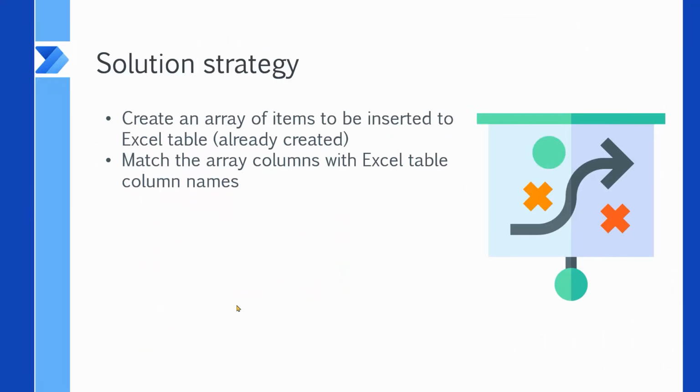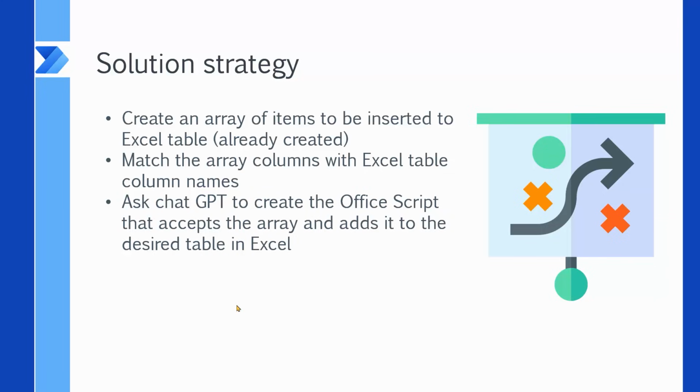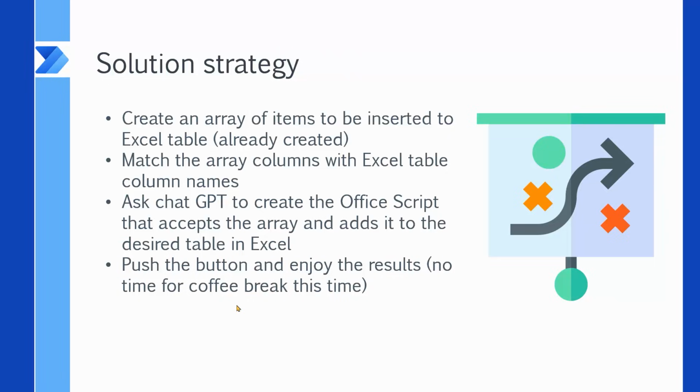Of the solution strategy, which is match the array columns with Excel table column names, which we will do easily inside Power Automate, and I will show you how to do that. These are the things that we need to do ourselves before we pass it to ChatGPT to create our Office script. And once it is done, you just need to push the run button and enjoy the results. This time, sorry, you don't have time for a coffee break. So the array is already created.